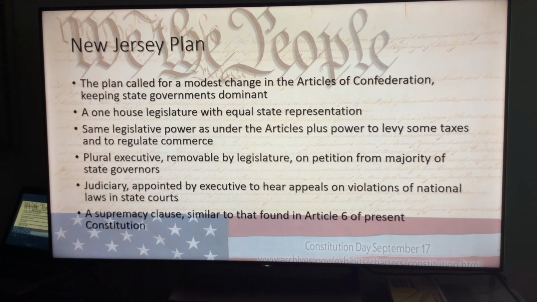And a supremacy clause, similar to that found in Article 6 of the present Constitution. We will go over Article 6 in a little bit, pretty quickly, so that you know what Article 6 covers.